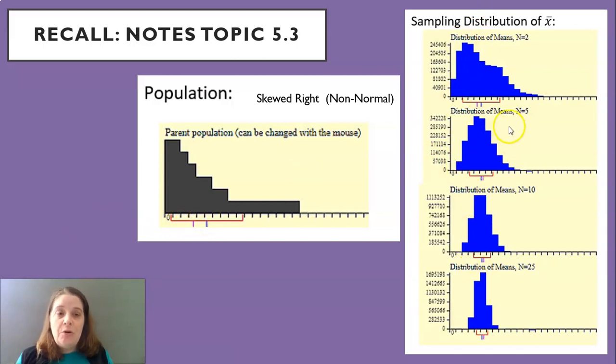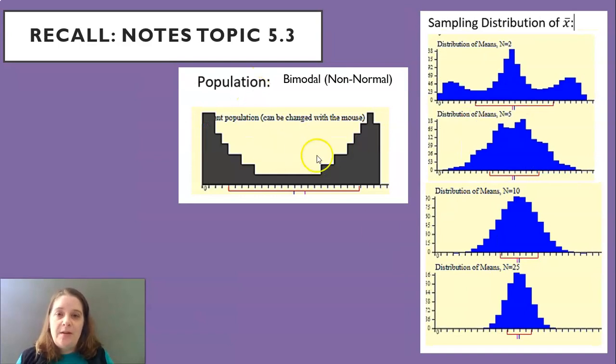So that's still true. We can see that the sampling distribution's standard deviation is getting smaller, and the shape is going from a non-normal shape, and as the sample size increases, the sampling distribution is becoming more and more approximately normal looking. Here was another population that was bimodal. Again, we had some weird little shapes happening with this sampling distribution.